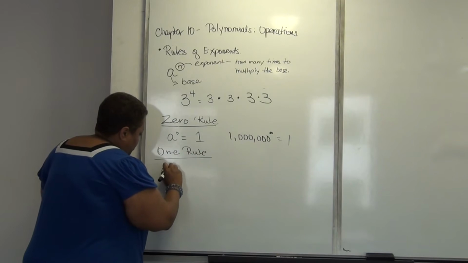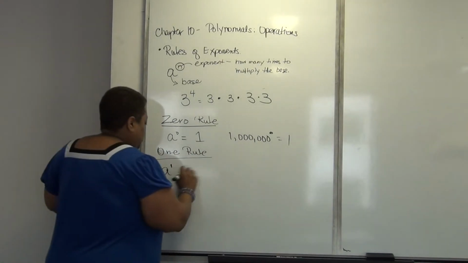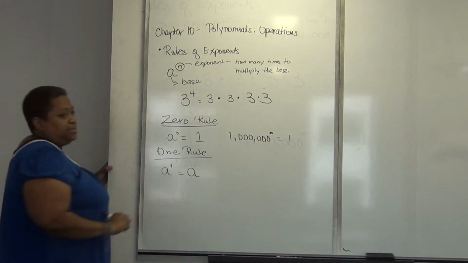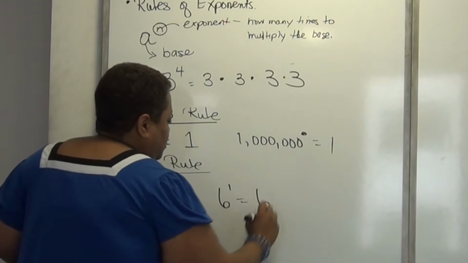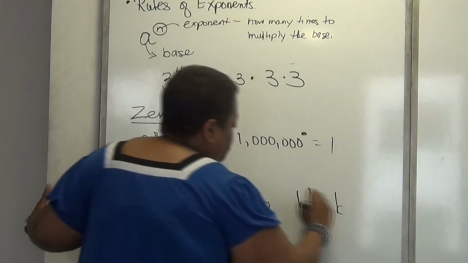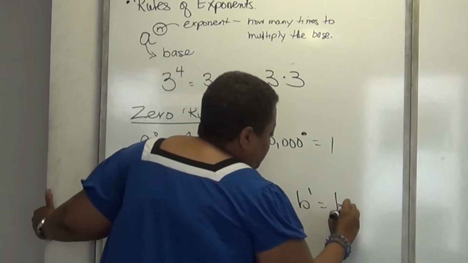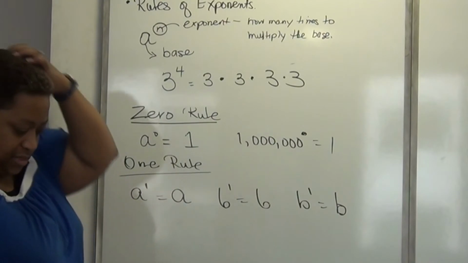A to the 1st power. Anything to the 1st power is just whatever the base is. 6 to the 1, that's just 6. B to the 1, that's just B. Anything to the 1st power is the number itself.